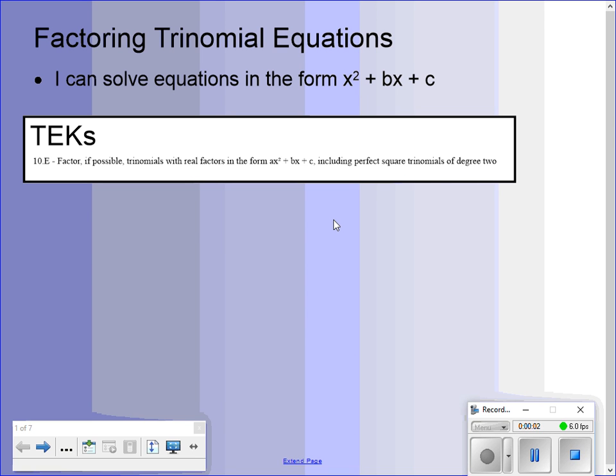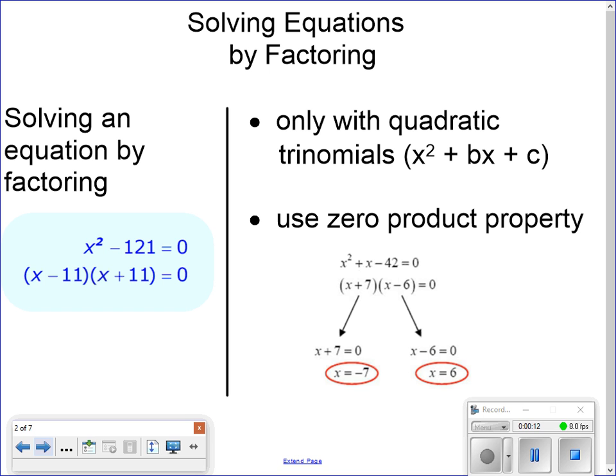In this video, we're going to talk about how to solve trinomial equations. By the end of this lesson, you should be able to both factor and solve trinomials. Solving an equation by factoring: when we're only doing this with quadratic trinomials, remember that we're going to use the zero product property.